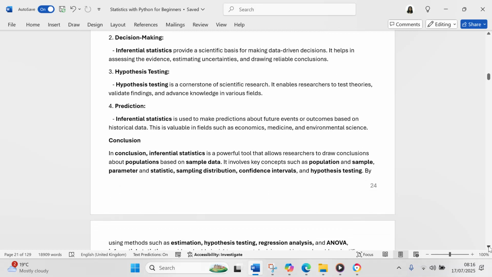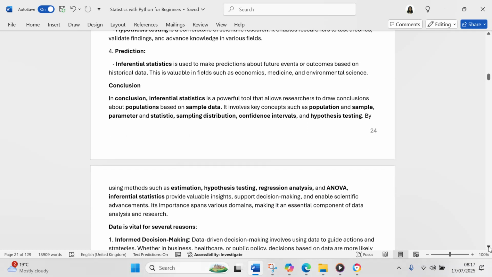Hypothesis testing is a cornerstone of scientific research. It enables researchers to test theories, validate findings, and advance knowledge in various fields. Inferential statistics is used to make predictions about future events or outcomes based on historical data. This is valuable in fields such as economics, medicine, and environmental sciences.